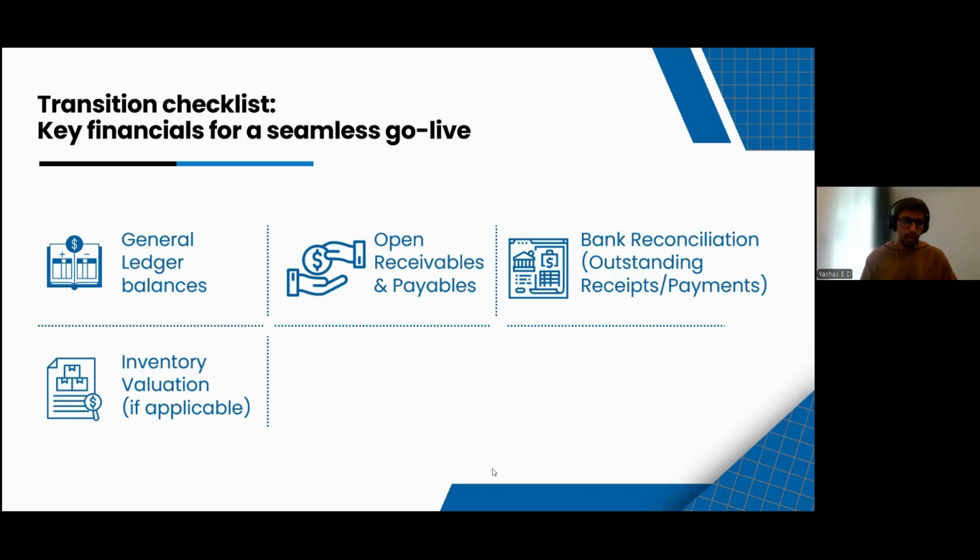Now, what are the standard checklist, or what needs to be prepared, or what are the major things that I need to keep ready so that I can move from one system to another system, or from one version of Odoo to another version of Odoo? When I say another version of Odoo, it's not about upgradation. It is about migration. That is, I'm going to stop using the previous database.